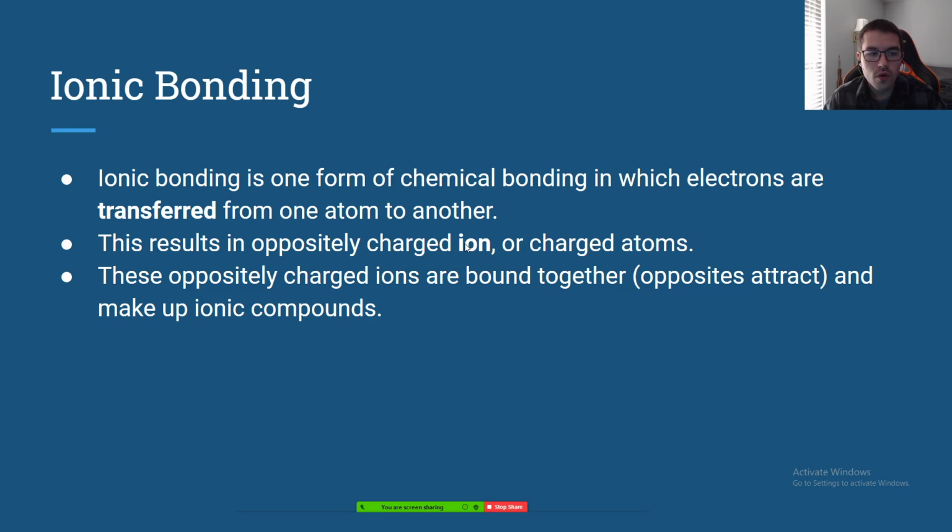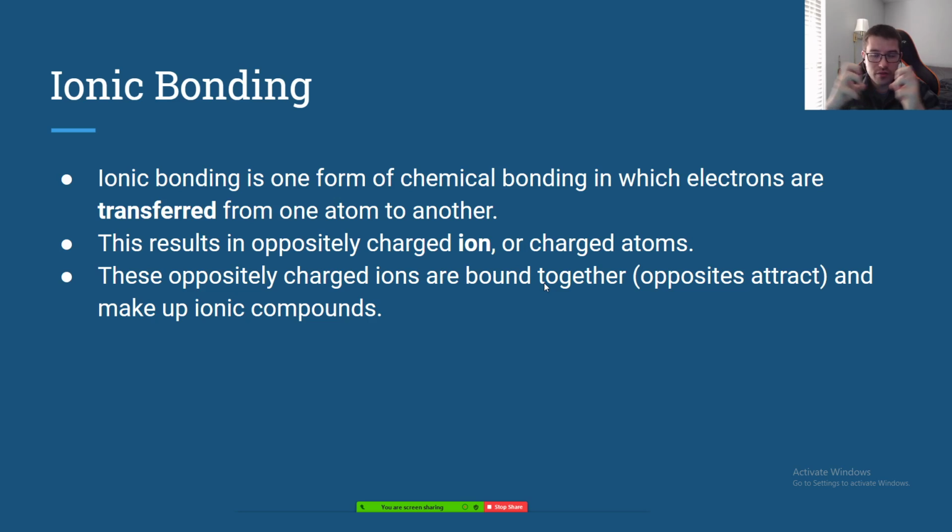So, what is this all about? Well, the first big topic that we're going to be talking about in this unit is ionic bonding. It's going to take us a few days to sort of unpack everything. But basically, ionic bonding is one form of chemical bonding in which electrons are transferred from one atom to another. So what you end up with is oppositely charged ions. Okay, when an electron or multiple electrons move from one atom to another, you end up with oppositely charged atoms, which are called ions. These oppositely charged ions are bound together, right?